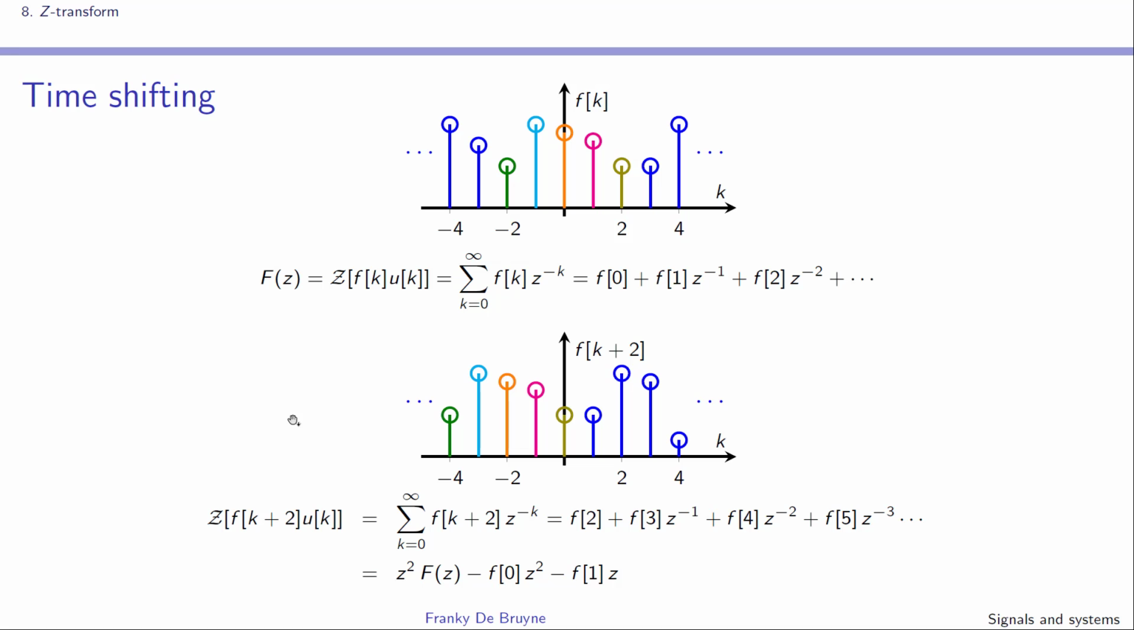With a very similar argument, you can also write the one-sided z transform of the signal shifted by two elements to the left as a function of the original one-sided z transform, and here you have the expression, right? So you see that you should not learn this by heart, but you should be able to find these expressions from the definition of the z transform.